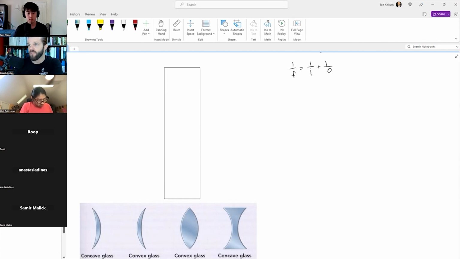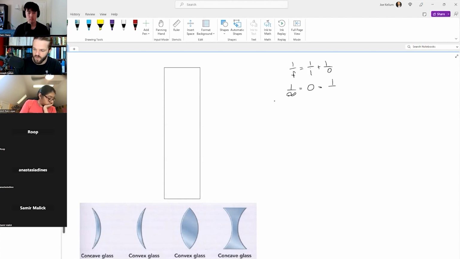Because if we say that f, the focal point, exists at infinity, then what that means is 1 over infinity. Well, if you think about what 1 over infinity is, 1 over 1 is 1, right? 1 over 2 is 1/2. 1 over 10 is 1/10. So as you make the denominator of a fraction bigger, the number that you're referring to is going to get smaller. So 1 over infinity effectively just equals 0.